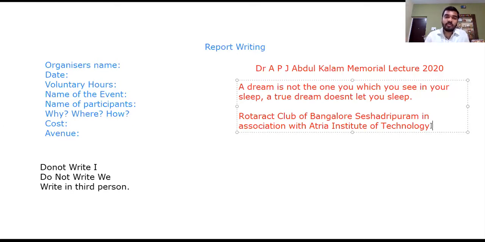The Rotaract Club of Bangalore Shesharipuram heartily thanked the resource persons for their presence. We can say the president of Rotaract Club of Bangalore Shesharipuram, or the president and the board of directors of Rotaract Club of Bangalore Shesharipuram. You can include these words and say they thanked the resource persons, and also thank the college for the cooperation and coordination throughout the event.